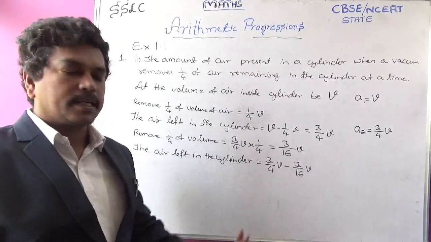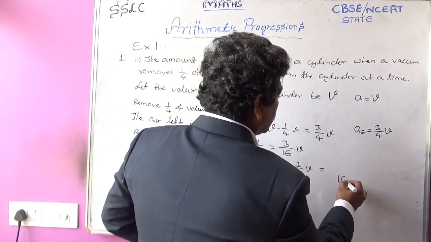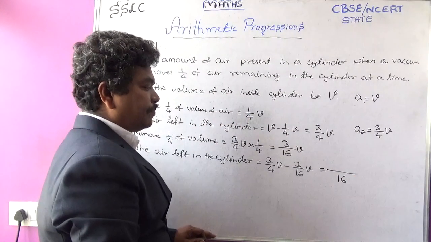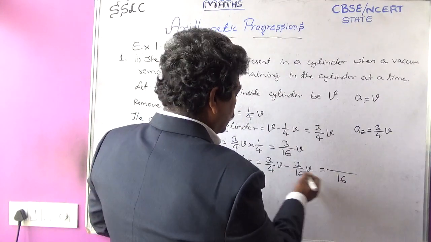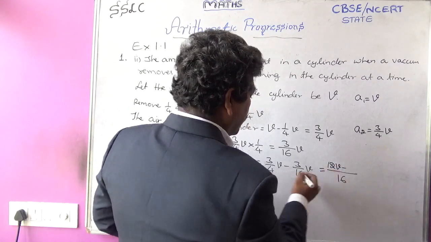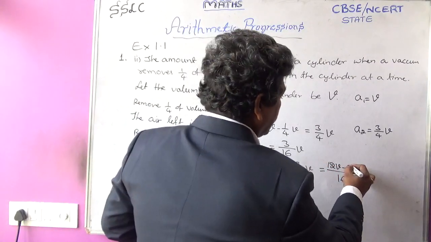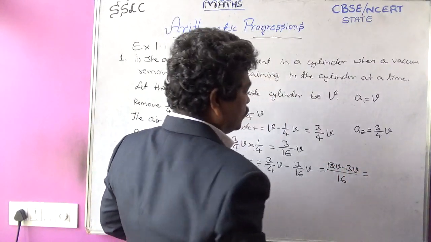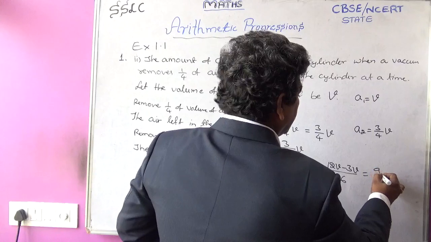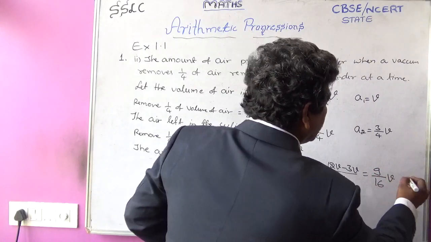We have to subtract this one. Now, by taking the LCM for 4 and 16, 16 is the LCM. Now 4 4s are 16, 4 3s are 12, so 12V minus. Here 16 is the same as the LCM, so we write the 3V as it is. So that is equal to 9/16th of V. This is the third term.